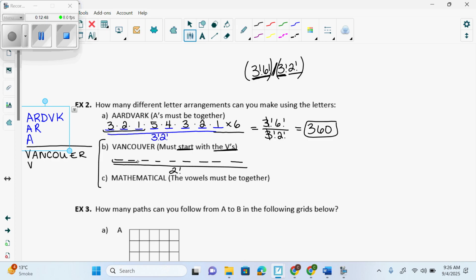Must start with the V's. So I'm starting with the V's. So I have 2, then 1. I treat them like they're different. Then I have 7 letters left. 6, 5, 4, 3, 2, 1, which is 2 factorial times 7 factorial, not 8 factorial. Why is it not 8? Start with the V's. So it's not together. It says start with them, so we're not moving them. So we're not multiplying by 8. Those cancel, it's 5,040.